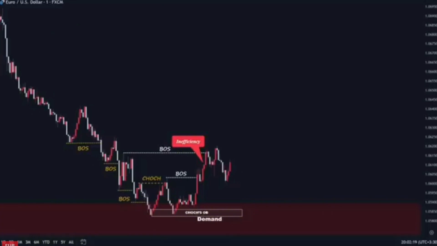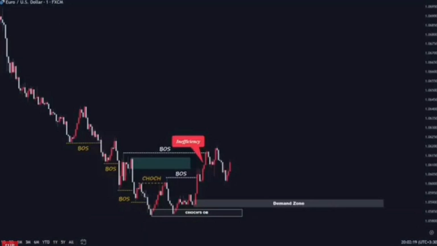As you can see, after mitigating the change of character's demand zone, the price rapidly pushed to the upside with significant inefficiency, creating two successive bullish breaks of structure. Additionally, the price broke out of this 1-minute time frame supply zone. Next, we identify the demand zone associated with the recent bullish wave. We can already identify an equal low just above our point of interest, creating a substantial liquidity pool waiting to be swept.